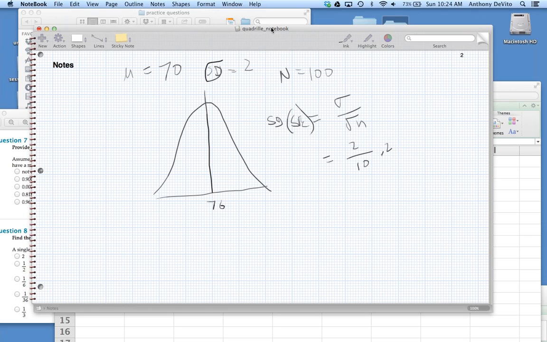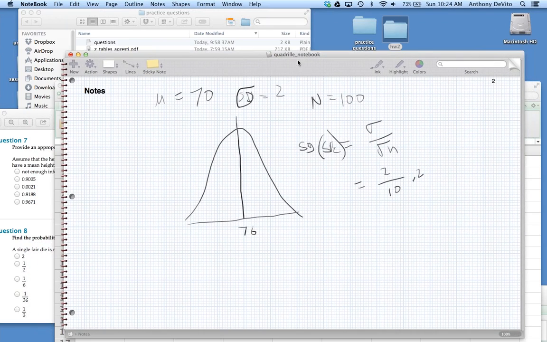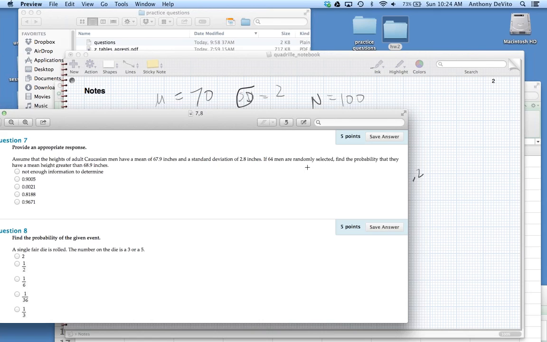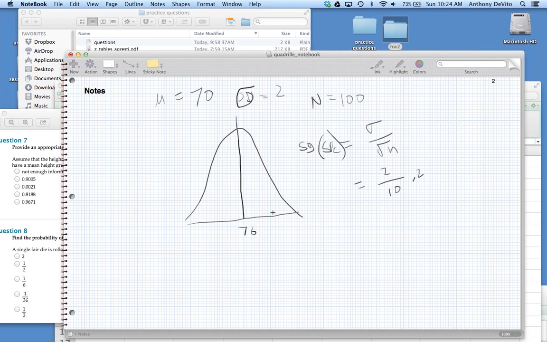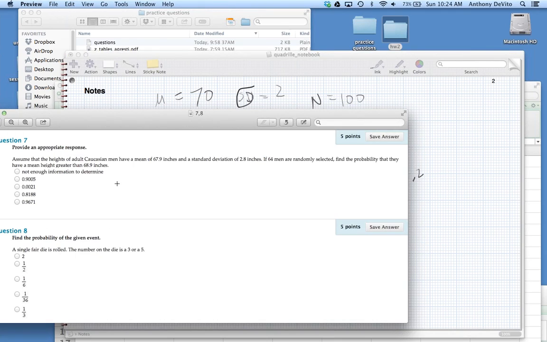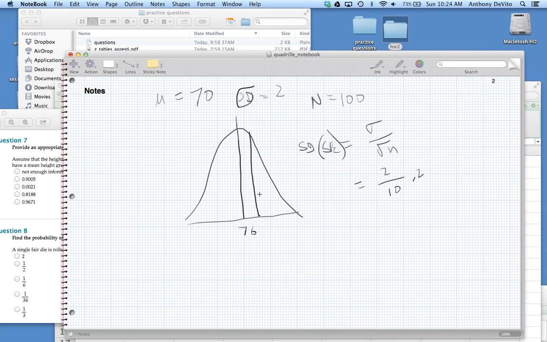So now, if we were to ask, was that a lower number or a higher number? I forget. They asked for 68, the mean was 67, so a higher number. What's the probability to have a mean height greater than that? Let's say I ask you, what's the probability that the sample you draw, 64 people, has a mean height greater than, say, 71 inches? We're looking for this area here, right? Greater than 71. What's the percentage of the distribution that's above this number?